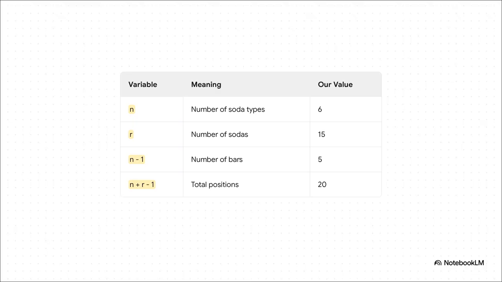Let's go ahead and plug our numbers in. n is 6 types, r is 15 sodas. And notice how this lines up perfectly with our visual trick. n minus 1 is 5. Hey, that's the number of bars we needed.